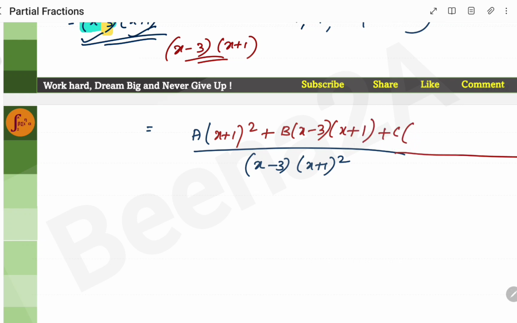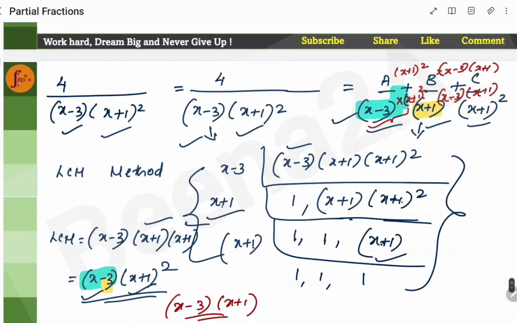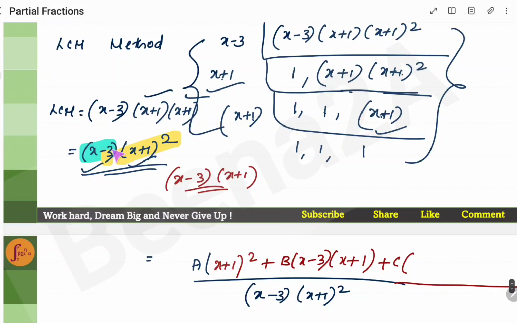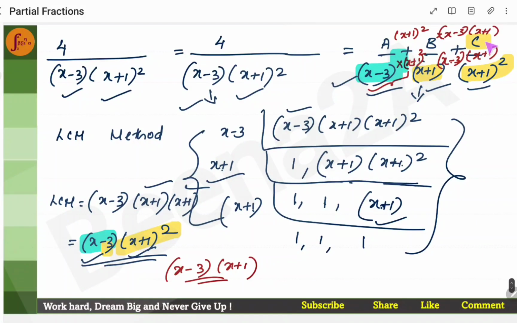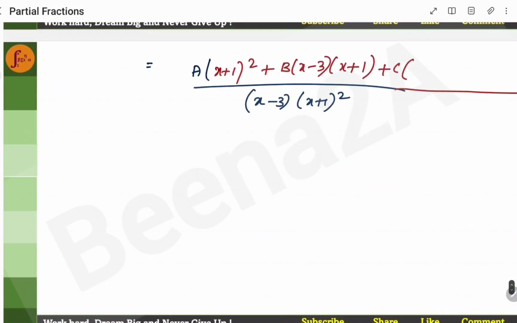Now, what about c? c already has x plus 1 the whole square. What is left out? x minus 3. So, I have to multiply c with x minus 3, c with x minus 3.